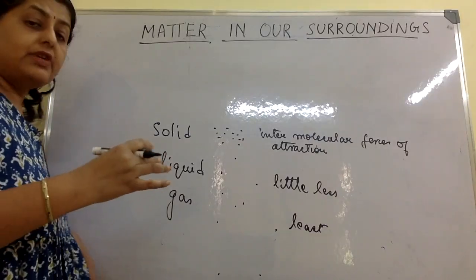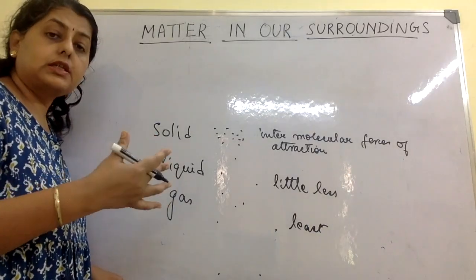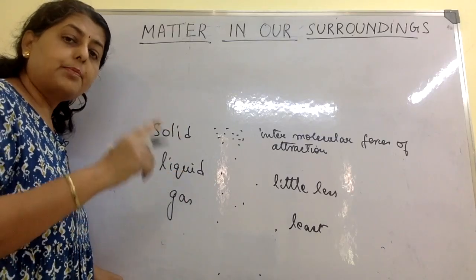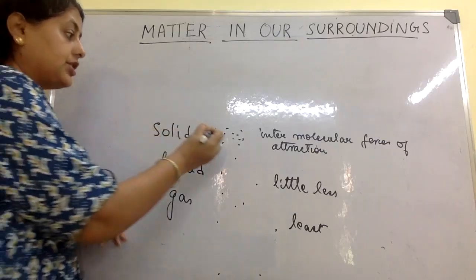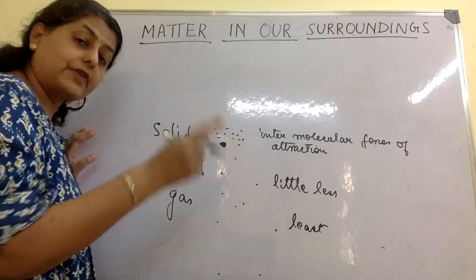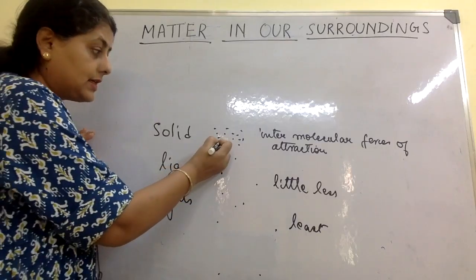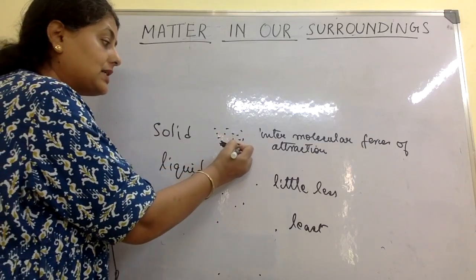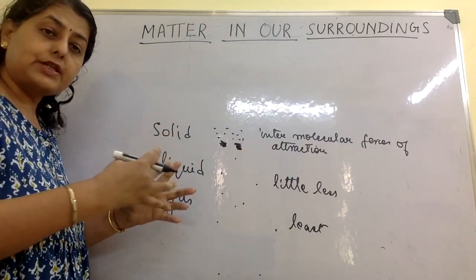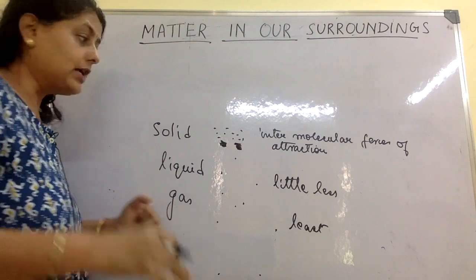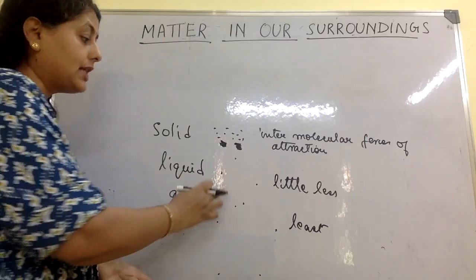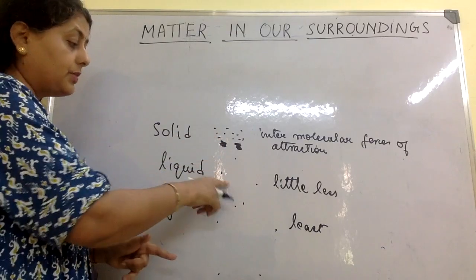Now, when we heat a solid, the particles gain a lot of kinetic energy. Each particle starts vibrating in its position. Because of the increase in kinetic energy, it will vibrate in its position, and the particles break the intermolecular force of attraction and move away from one another. So when we heat solids, the intermolecular force of attraction is reduced and they move a little far away, forming liquids.